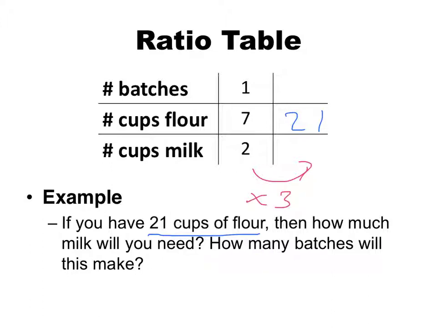So I need to multiply every number in this first column by 3. 2 times 3 is 6. 1 times 3 is 3. And so there we go. This says that if I have 21 cups of flour, I'm going to need 6 cups of milk, and I'm going to be able to make 3 batches of muffins.